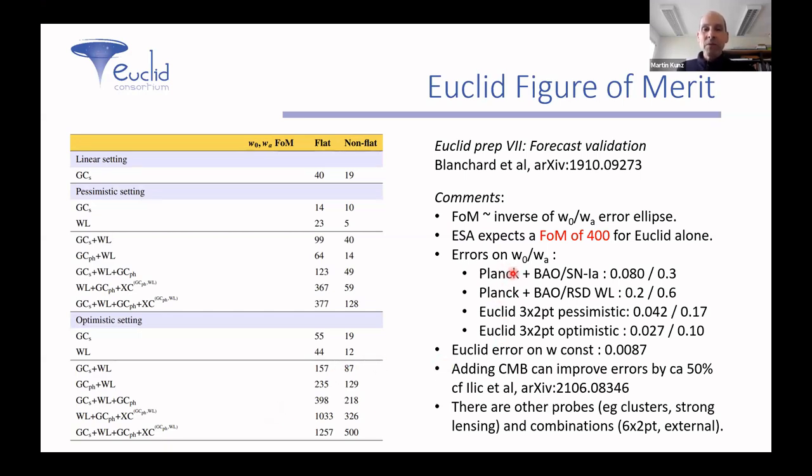And so here you have some typical errors. You can see that the errors here are like an order of magnitude smaller on both w0 and wa. Okay. And then in addition, there are other data sets. So here I always only look at the galaxy clustering and the weak lensing.